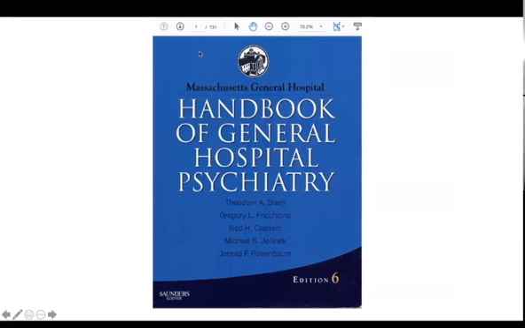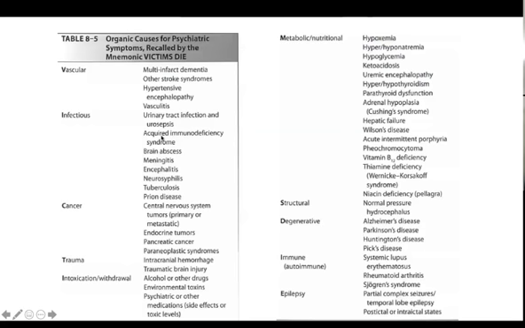Here's another textbook on it. This is a 731-page textbook, a little more accessible. Handbook of General Hospital Psychiatry. Here are some organic causes of psychiatric symptoms.